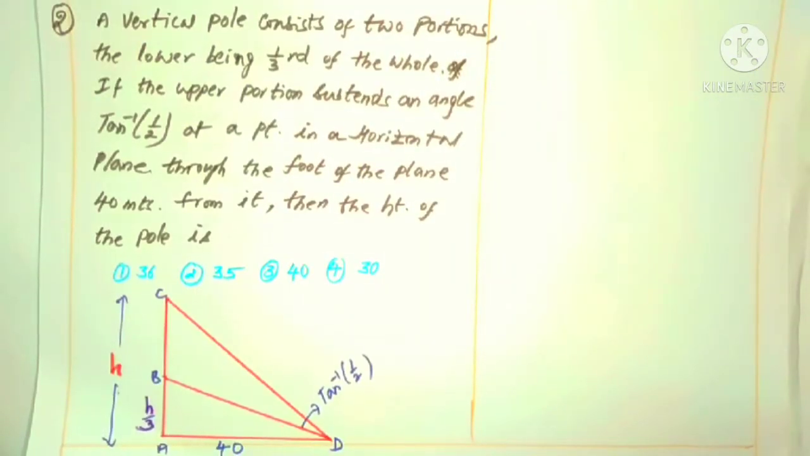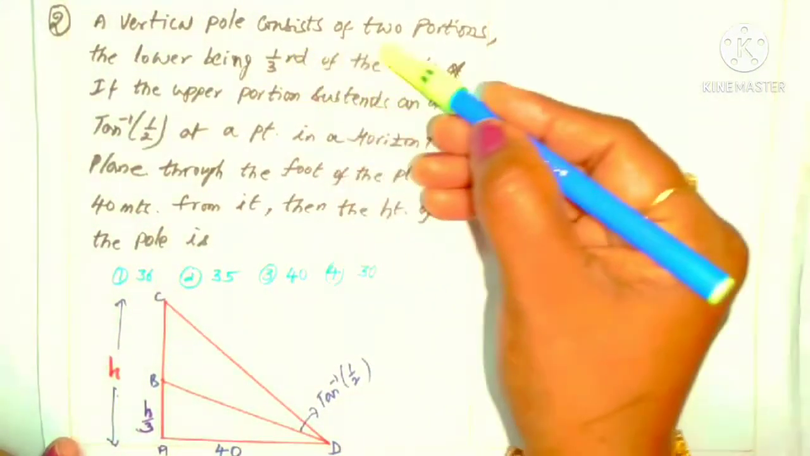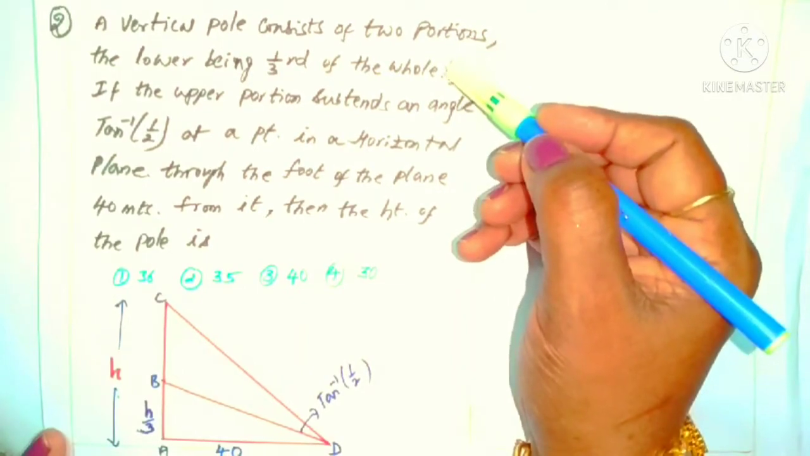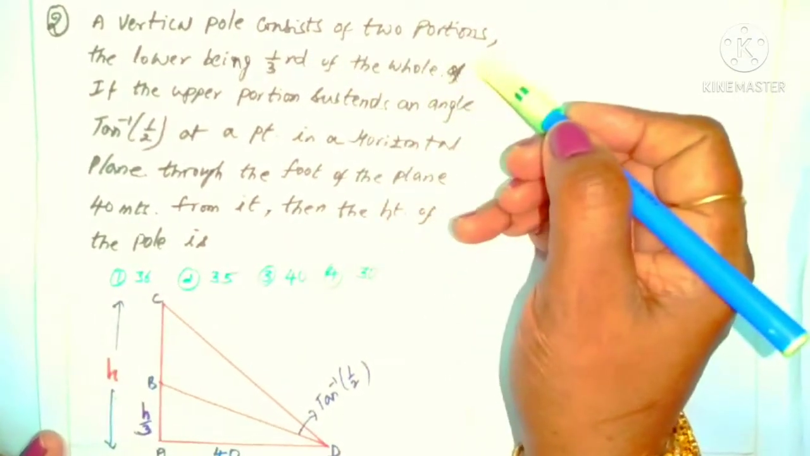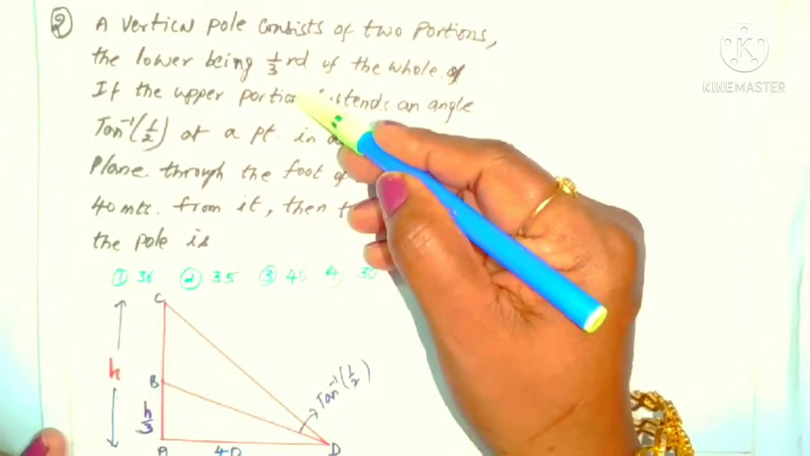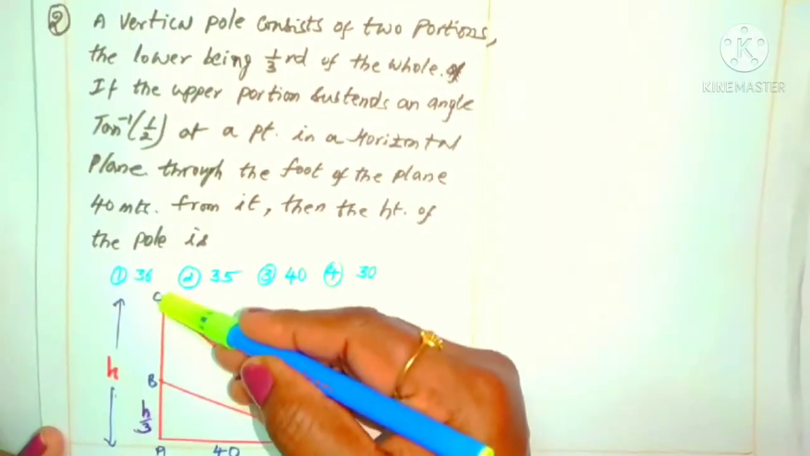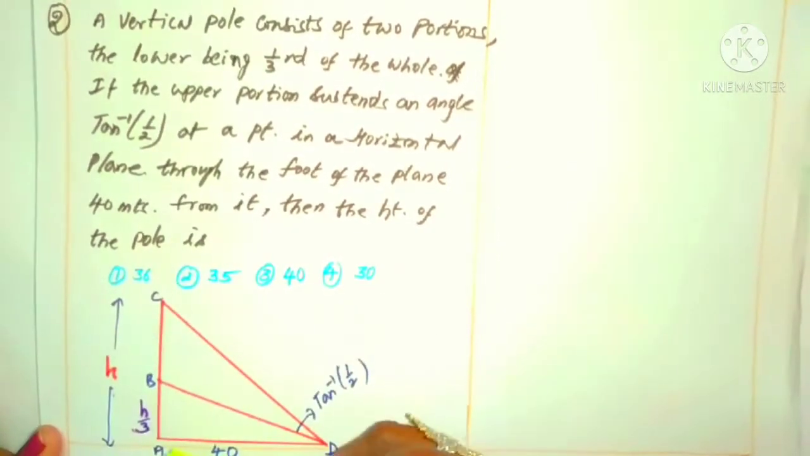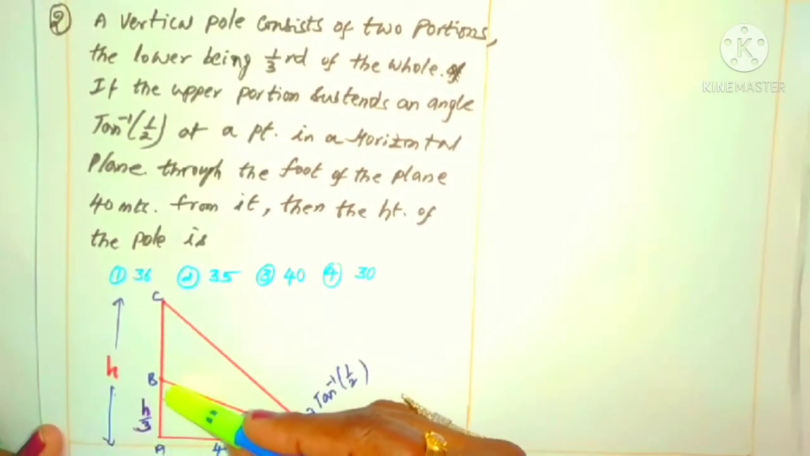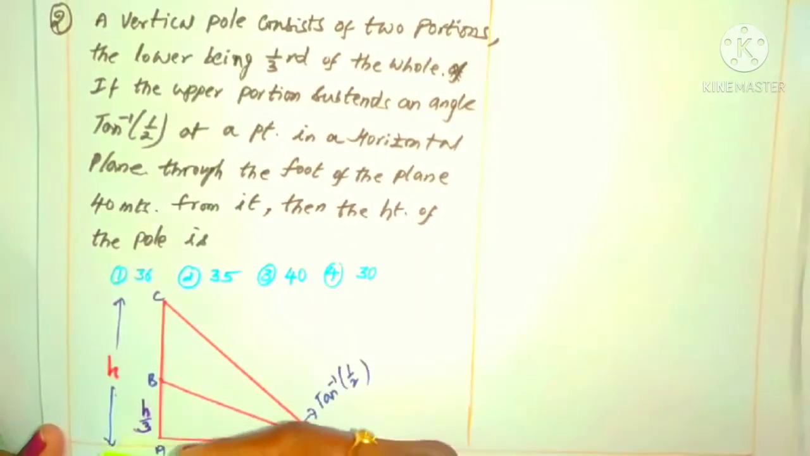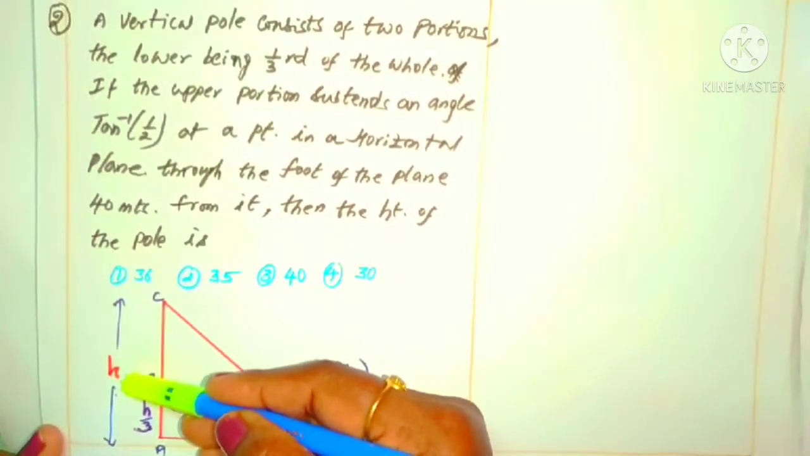Yes, look at question number 2. What is given here? A vertical pole consisting of two portions, the lower being 1/3 of the whole. Suppose this is the whole vertical tower AC; the lower part of AC we take as AB, and the upper part is BC. The whole tower height, let us take as h.